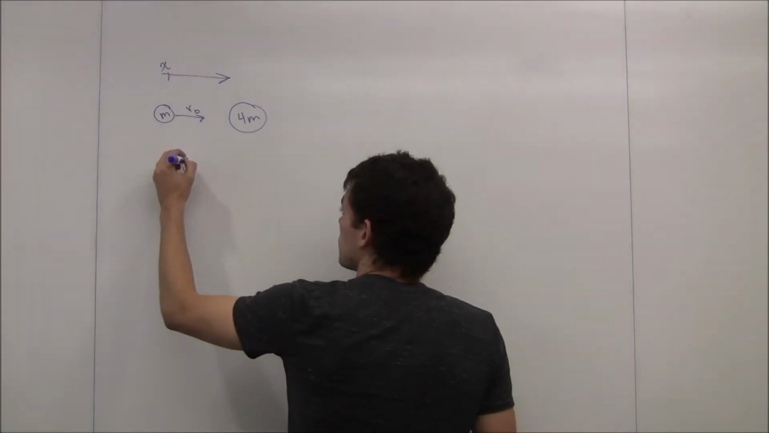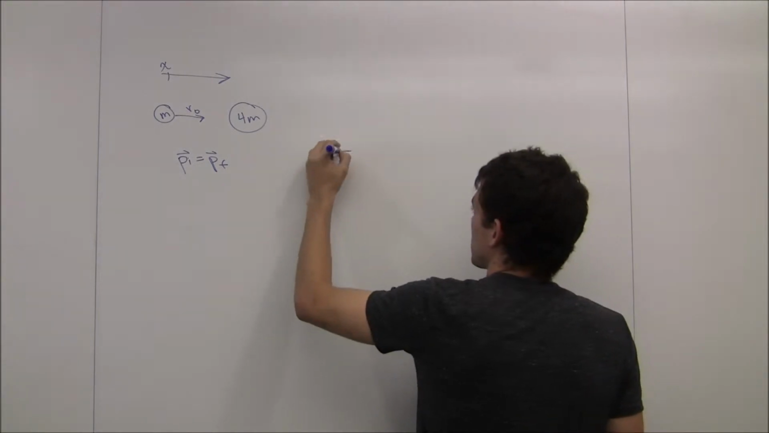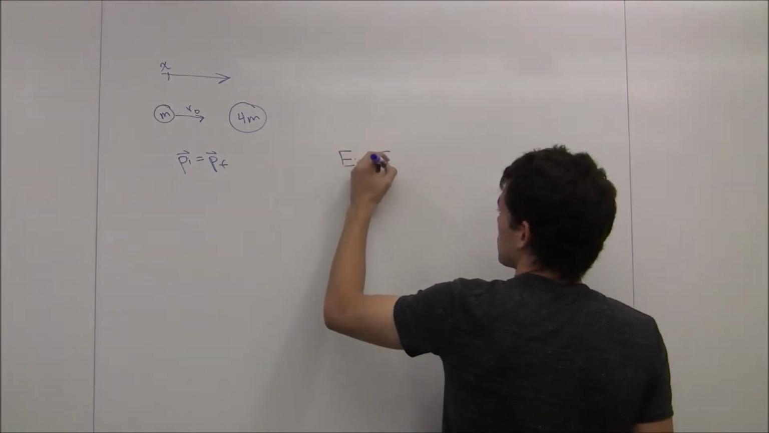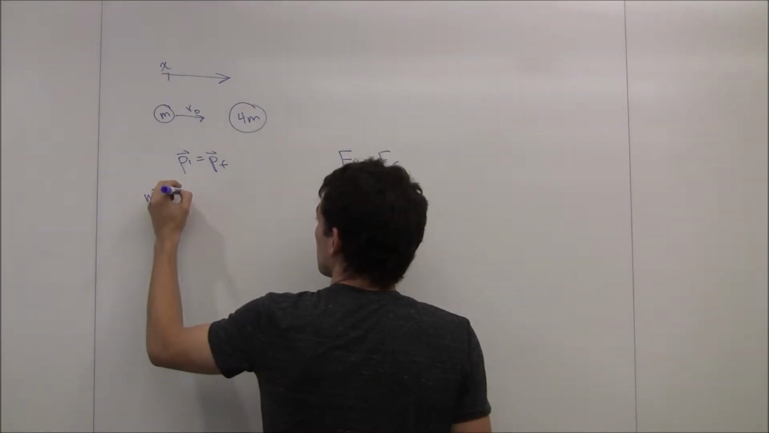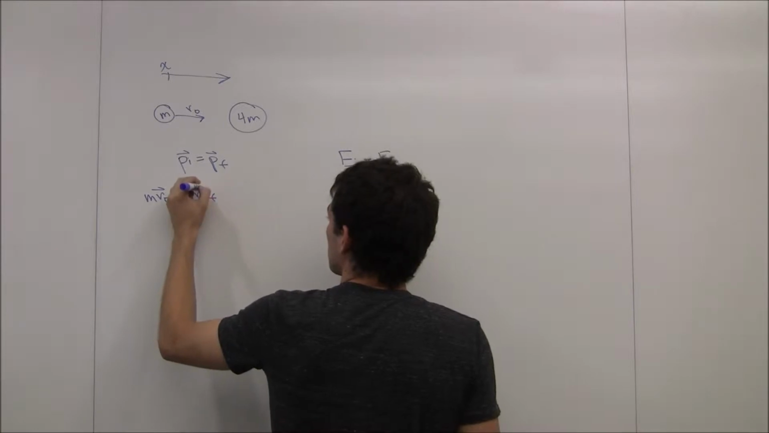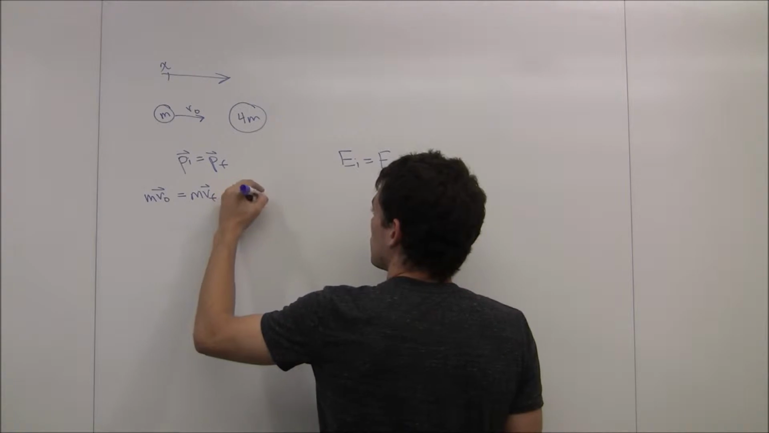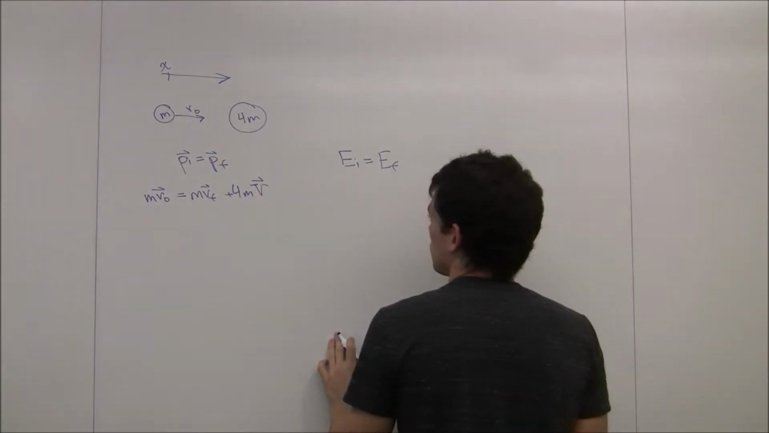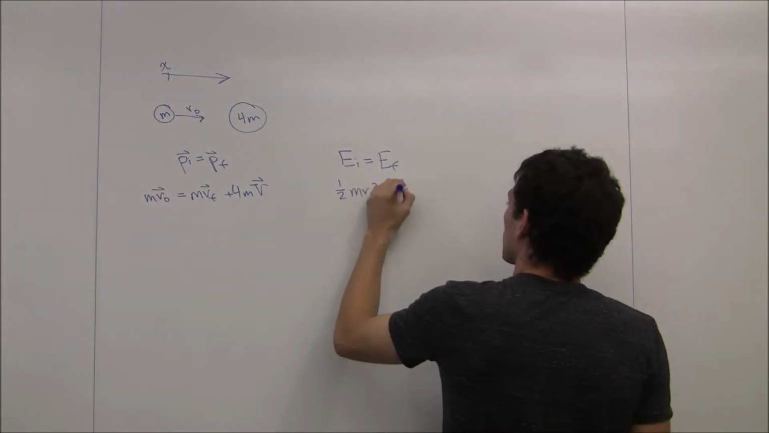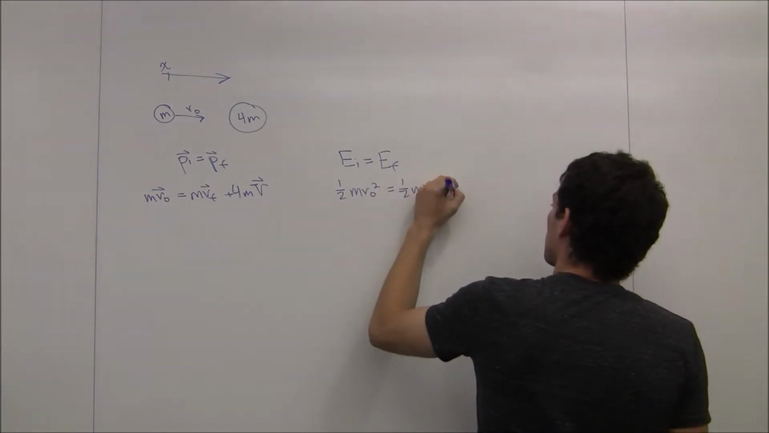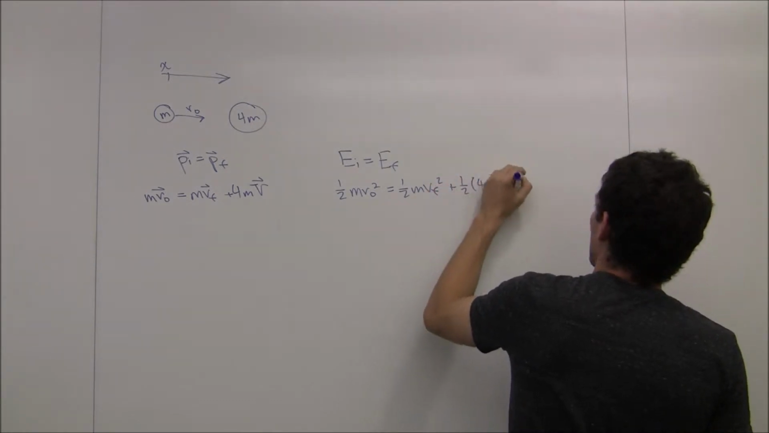So we know that momentum is conserved because this is an isolated system, and we know that since they collide elastically, energy is also going to be conserved. So this tells us that mv0 is equal to mv final, the final velocity of the smaller ball, plus 4m big V, the final velocity of the larger ball. We also know that 1 over 2 mv0 squared is equal to 1 over 2 mv final squared plus 1 over 2 times 4m big V squared.